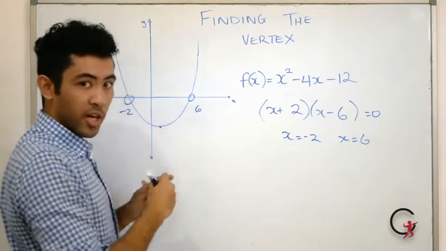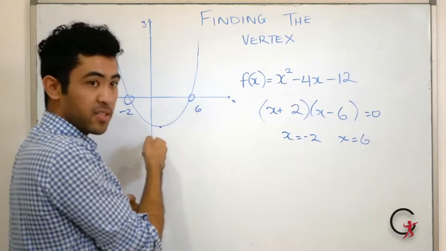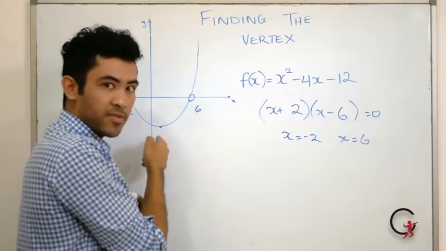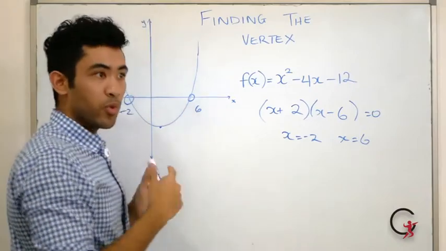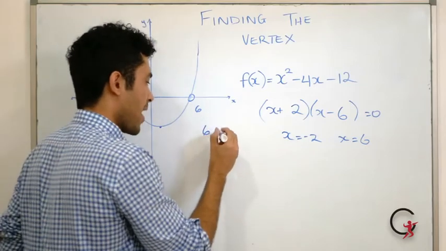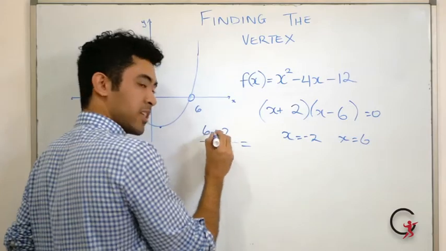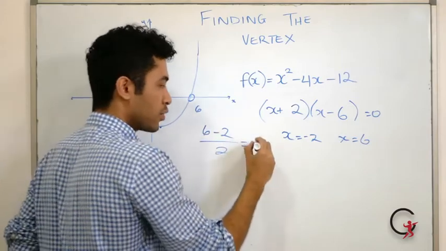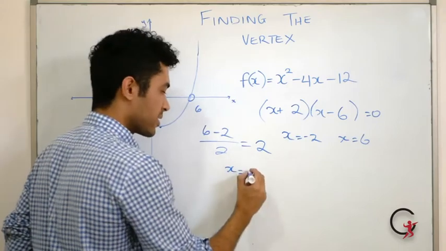Now because this curve is symmetrical around this x value here, we know that this x value must be exactly halfway between my two roots, which means if I find the average of my two roots, 6 and minus 2, by adding them up and dividing by the number, I know that 6 minus 2 is 4, divided by 2 gives me 2. So we know that the x value of the vertex is 2.